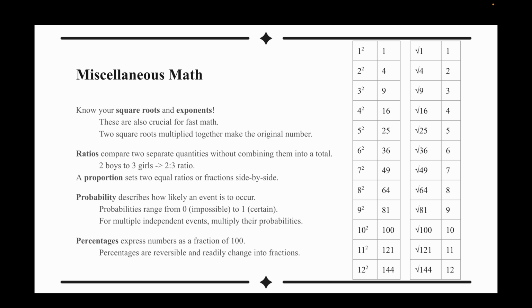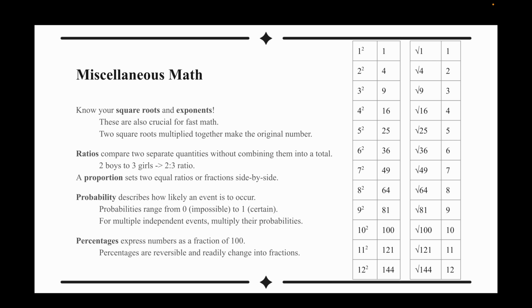Ratios compare 2 separate quantities without combining them into a total. If you have 5 children in a room, and 2 of them are boys and 3 of them are girls, this is a 2 to 3 ratio. Notice that 5, which is the total number of children, is not included in this ratio.